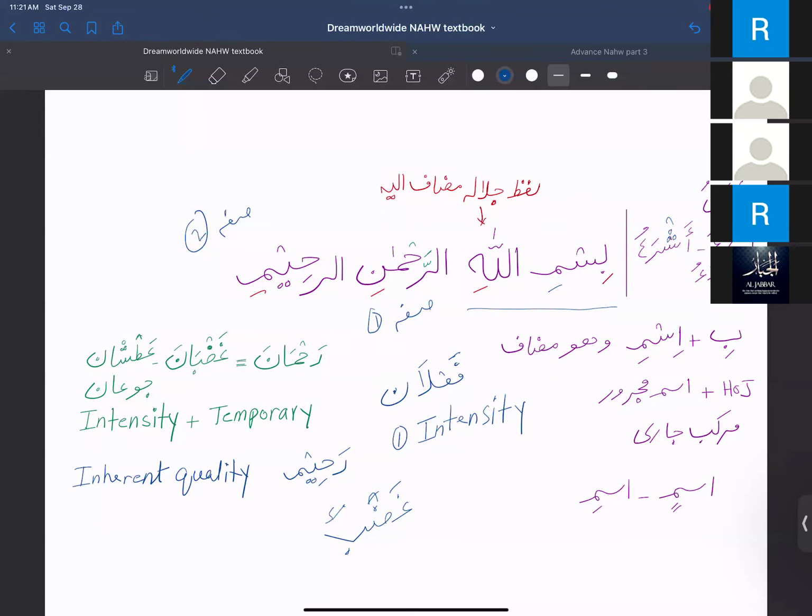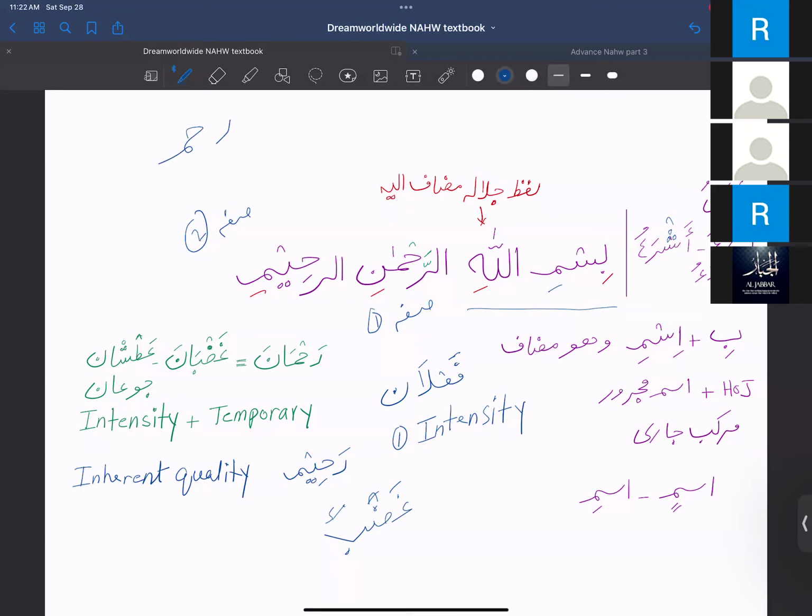So atshan, jawan, someone is extremely hungry, but when he eats the meal, now this is done. Hunger is gone. So what about this pattern, falan? There is intensity, but this intensity is temporary, basically. So Ar-Rahman, and then for Ar-Rahim, it is said that this is an inherent quality of someone. Rahim is something that is inherent in you. It is always with you. Both of them share the root letters Ra, Ha, and Mim.